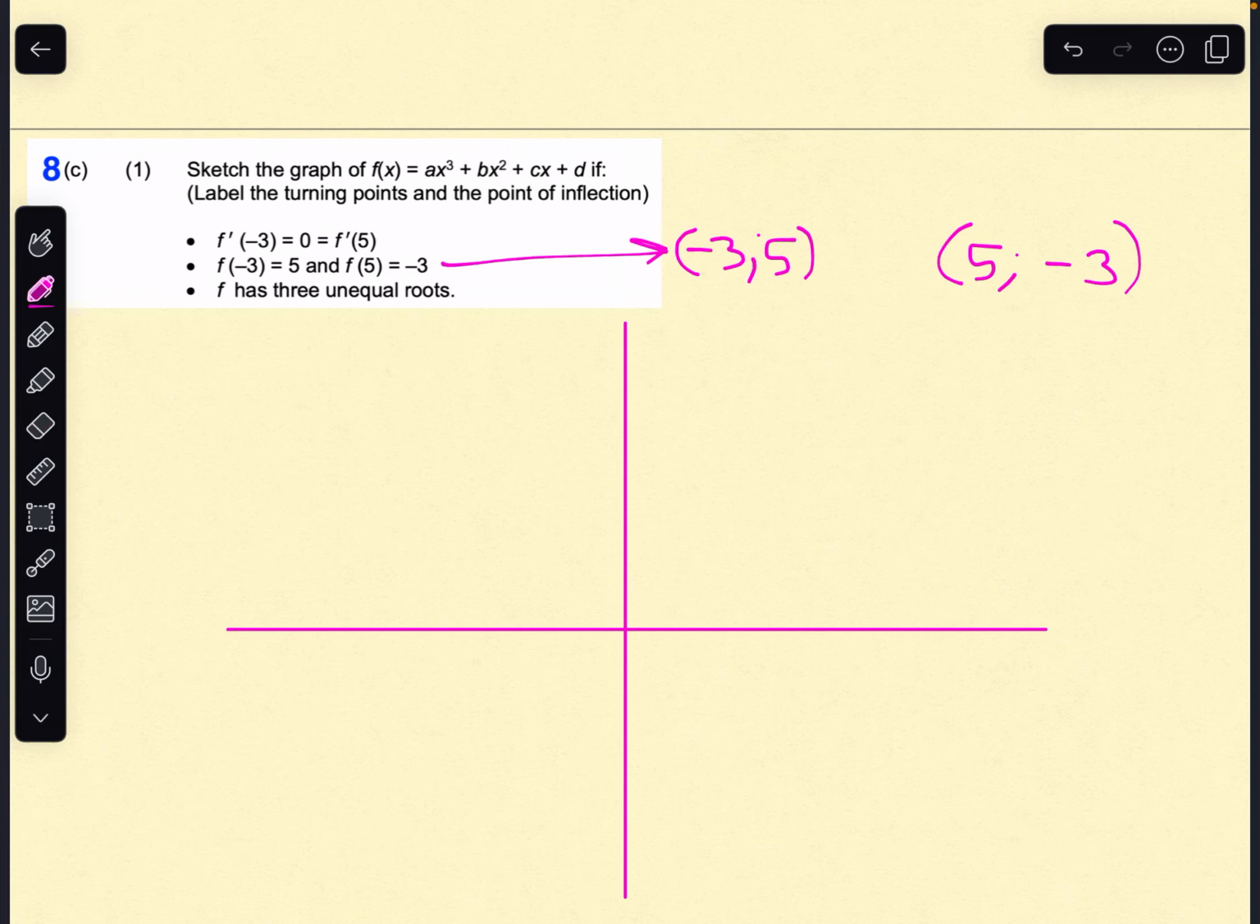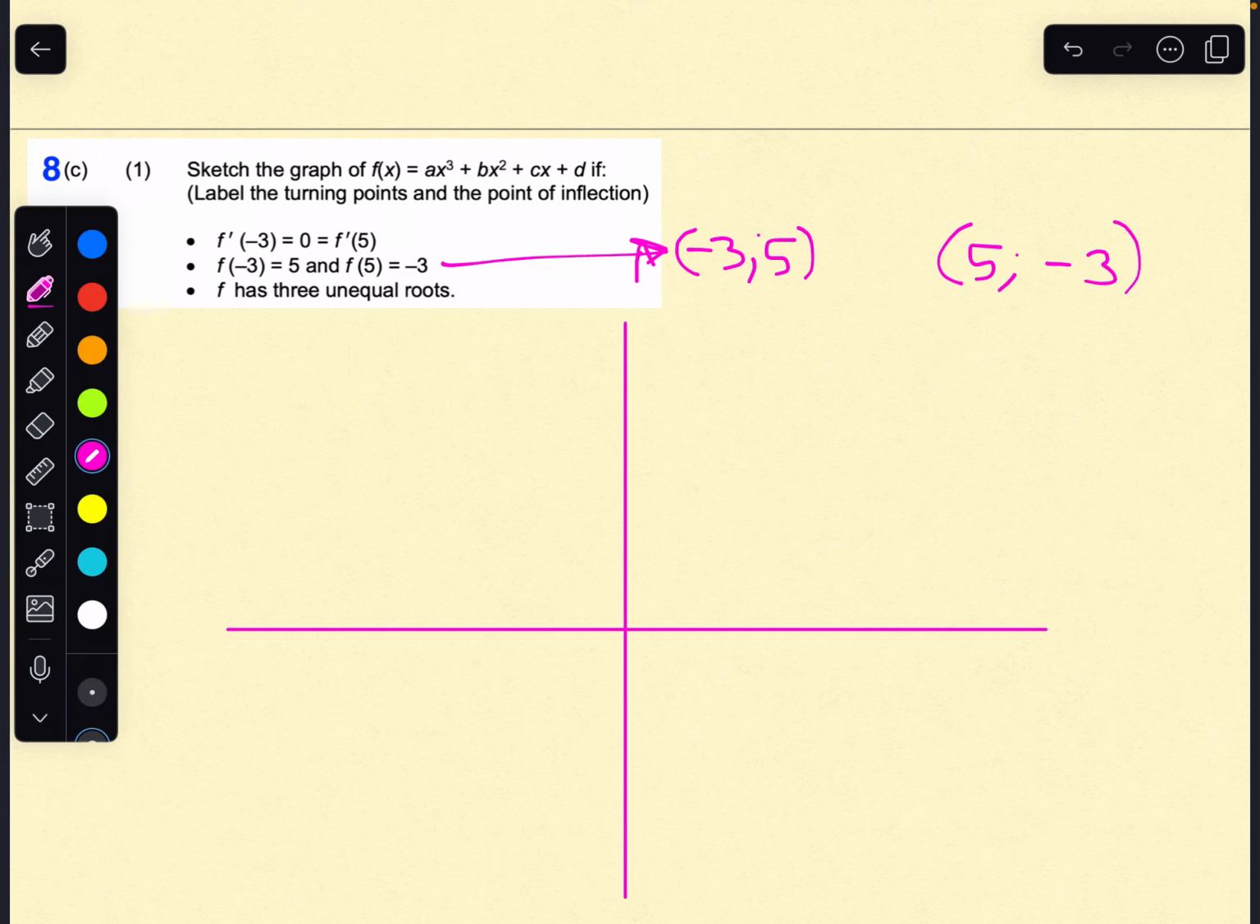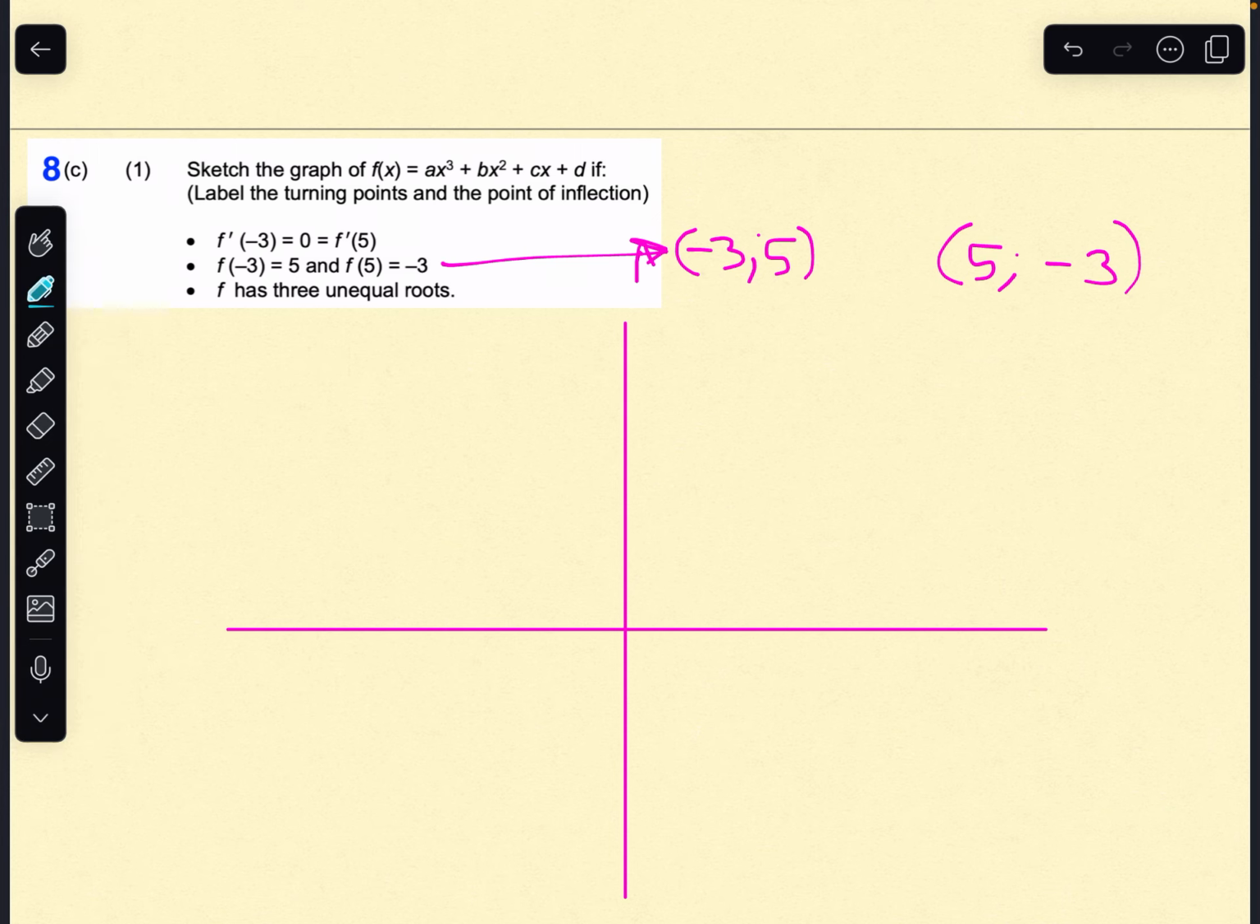is that these 2 points lie on the graph. So I'm just going to quickly plot them. So we have (-3, 5). We'll put you somewhere here. And then we have (5, -3).